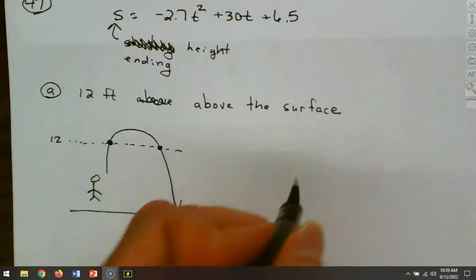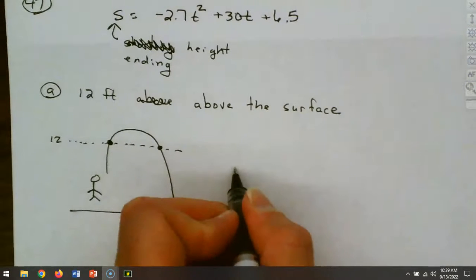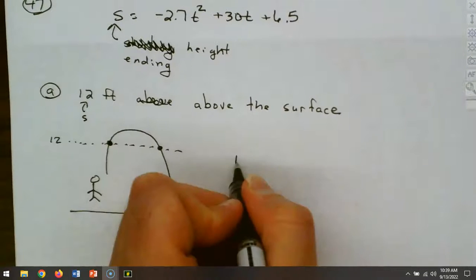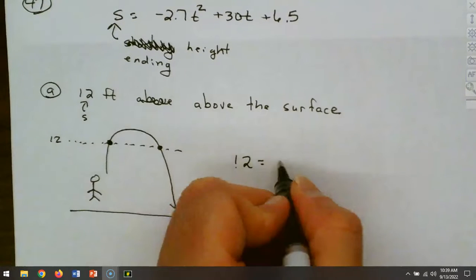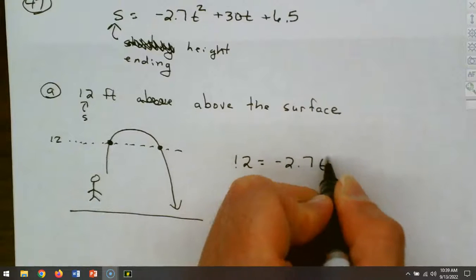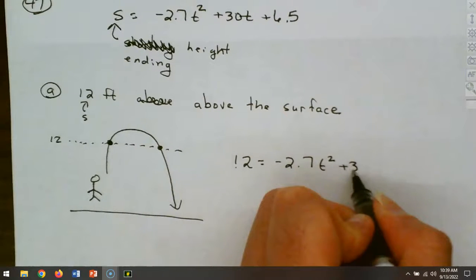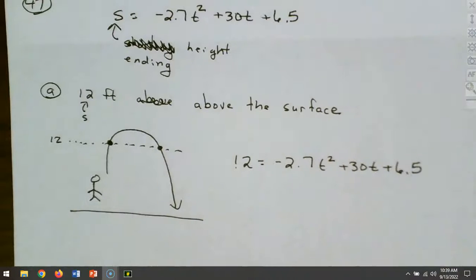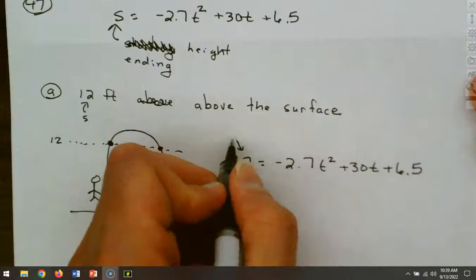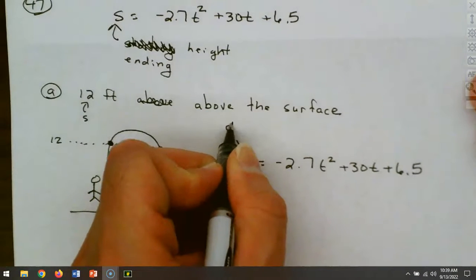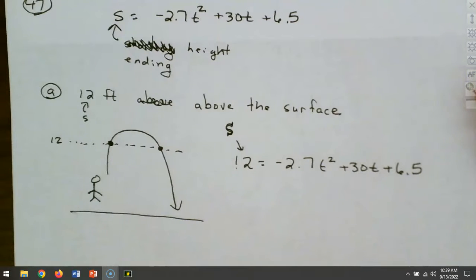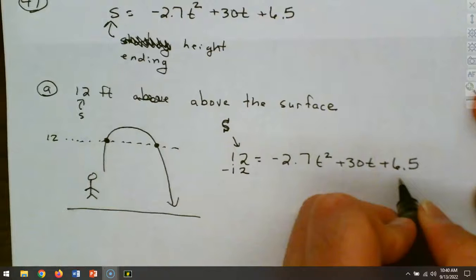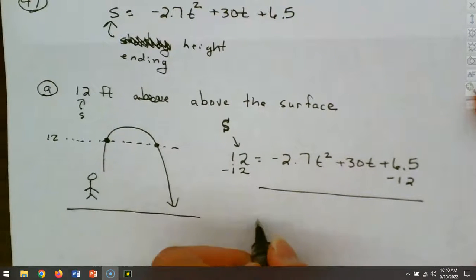So what's my equation going to look like? Well, it's going to look like 12, because that's your S. So 12 equals minus 2.7 t squared plus 30t plus 6.5, because that's your S, right? We just plugged in. That 12 was the S. That's the only part we have to plug in. Whatever value they give you, you plug it in. We're going to move that 12 over. And we're going to set this to 0 so we can deal with it.